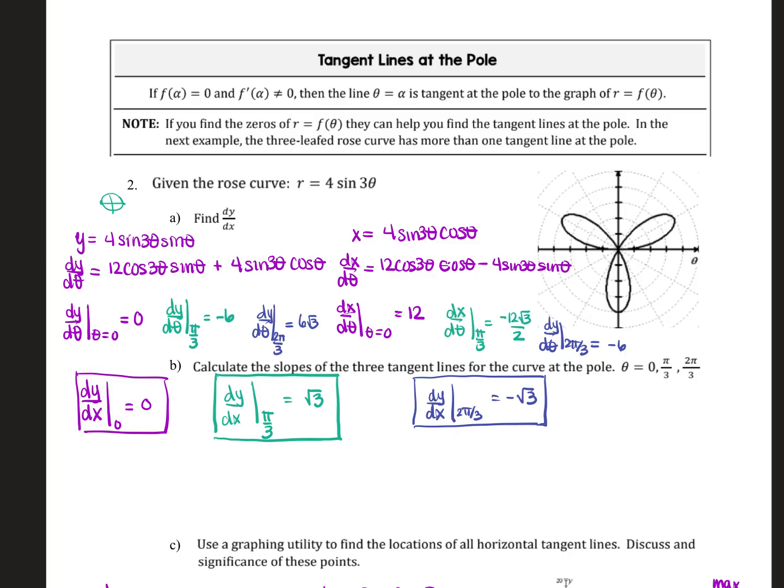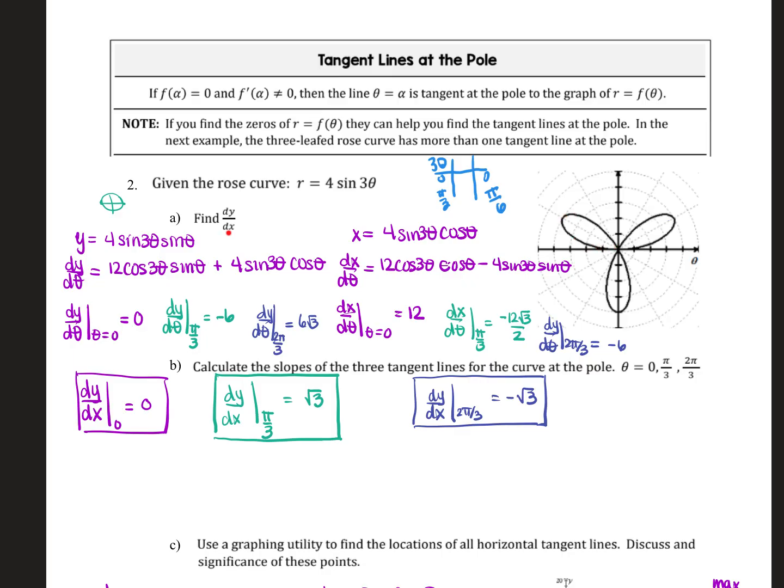Tangent lines at the pole. So here's our r. Remember, that's the length of the petal. This tells you how many petals. Remember, we think of this when we graph it as you'd have 3 theta here, 0, pi halves. So 0 and pi over 6 are going to be your important numbers. Something's going to happen every pi over 6. So here's where it's 0, pi over 6, 2 pi over 6, 3 pi over 6, 4 pi over 6, 5 pi over 6, 6 pi over 6.